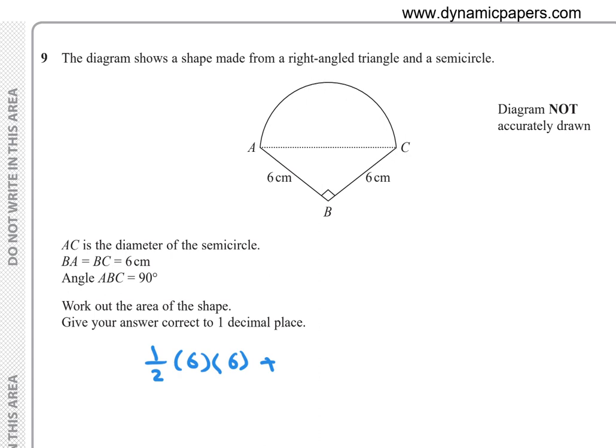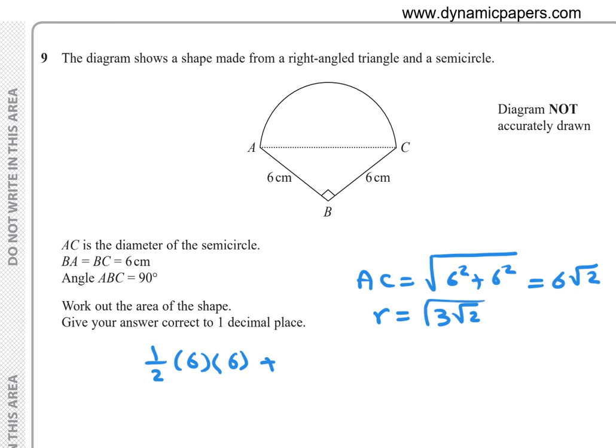From Pythagoras, AC equals the square root of 6 squared plus 6 squared, which equals 6 square root 2 in exact form. So you can find the radius now. Having the diameter, 6 divided by 2 equals 3. So it's 3 square root 2. So this is the radius.